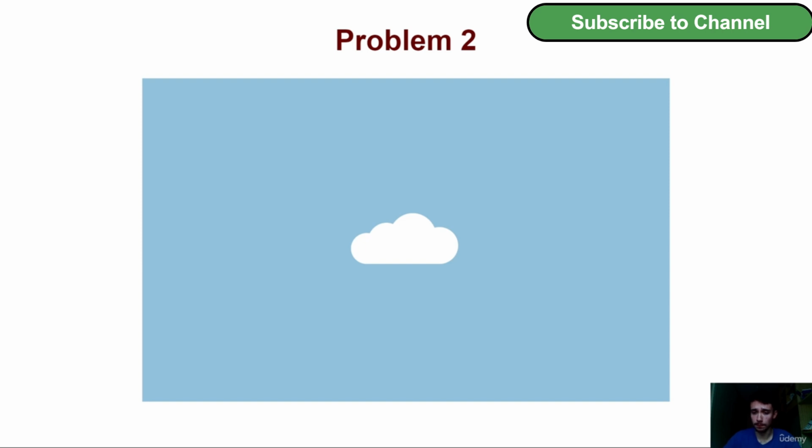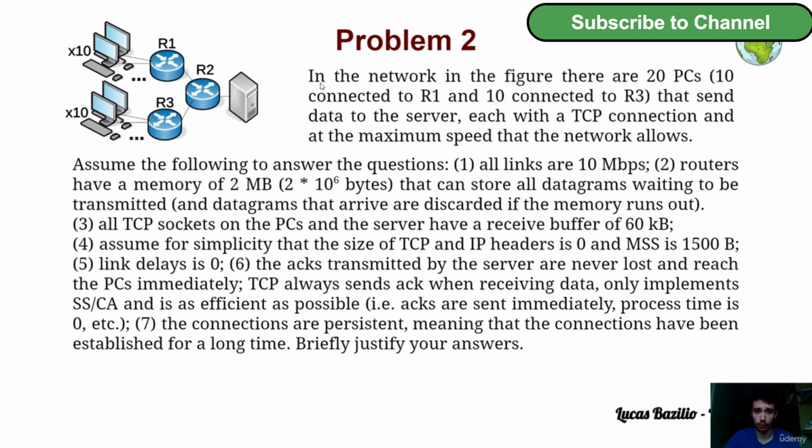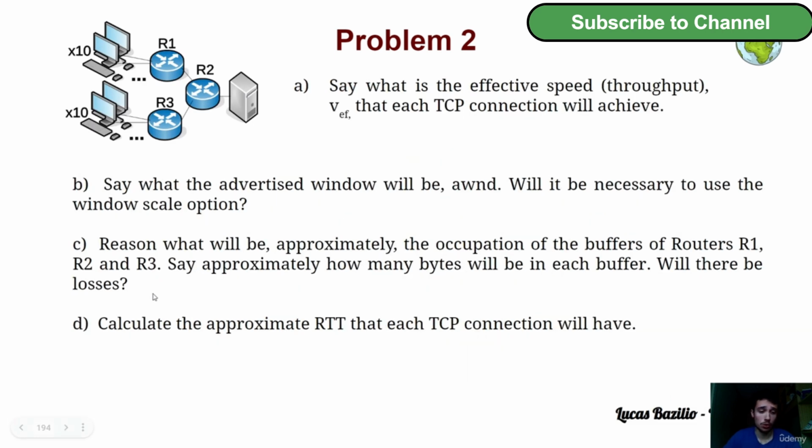Hey everyone. In this lecture, we are going to solve question D of this problem 2. We're going to continue with this problem. So question D states: calculate approximately the round-trip time that each of the 20 TCP connections that we have in this network configuration will have.